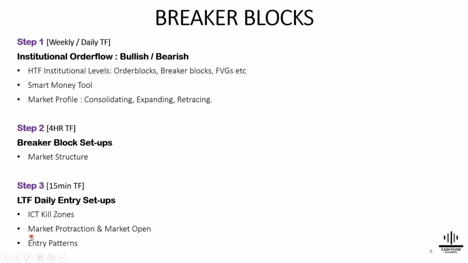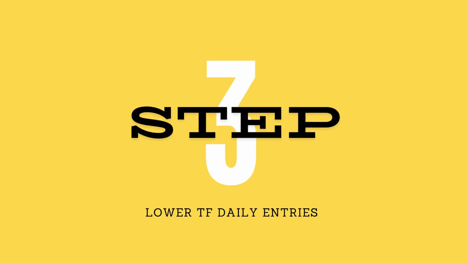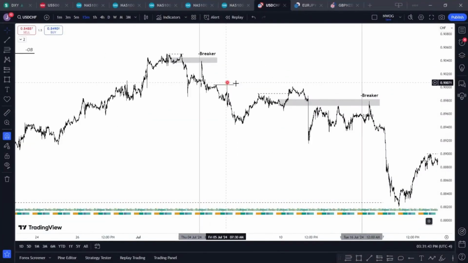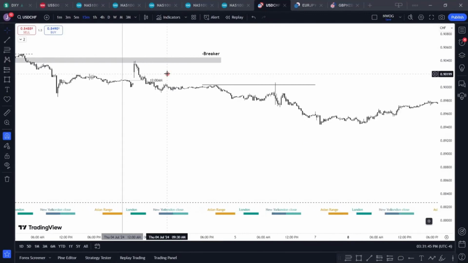I'm going to teach you just one simple entry. Very, very simple. You can't miss it. I have a lot of entry patterns, but this one is enough. So let's go back to the charts. All right, so this is the first breakout block. Let's zoom in and see what we look for.